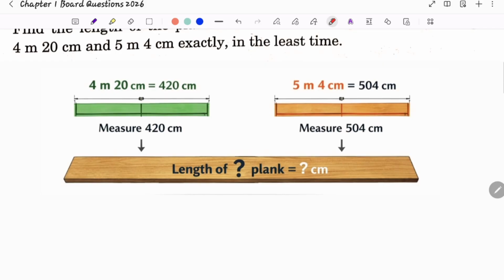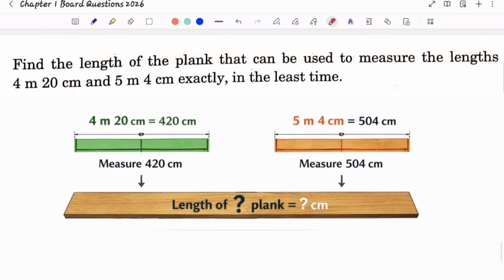so now see the diagram. So we have to find out the length of the plank. We have two measurements. One is 4 meter 20 centimeter, we can convert into centimeter, so it's 420 centimeter. Another measurement is 5 meter 4 centimeter, we can convert into centimeter, it's 504 centimeter. So now we have to find out the length of the plank that can be used to measure the length of these two exactly in the least time. Okay, so the idea is we should find the HCF of these two numbers, 420 and 504. So find the HCF of these two numbers, that is your final answer.